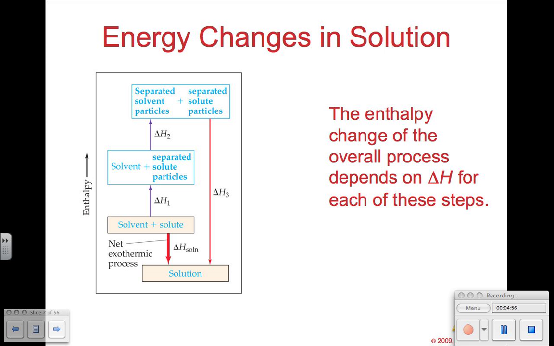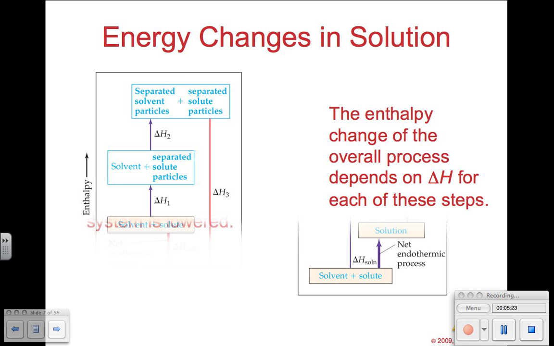So when you think of a solvent and a solute combining to make a solution, you can put all of those delta H's in an enthalpy diagram to determine what the overall delta H of solution is, or the net. In this case, we're talking about a net exothermic process of a solute dissolving in a solvent. The enthalpy change of the overall process depends on the delta H for each of these steps.